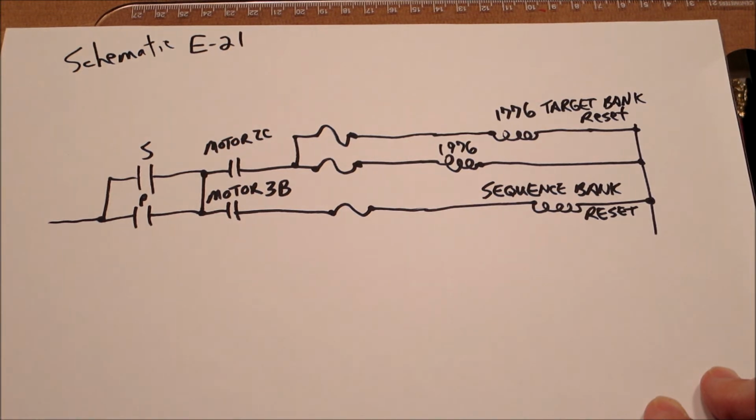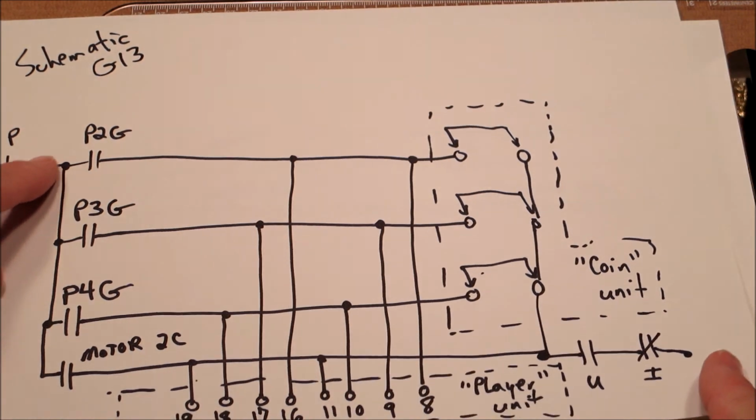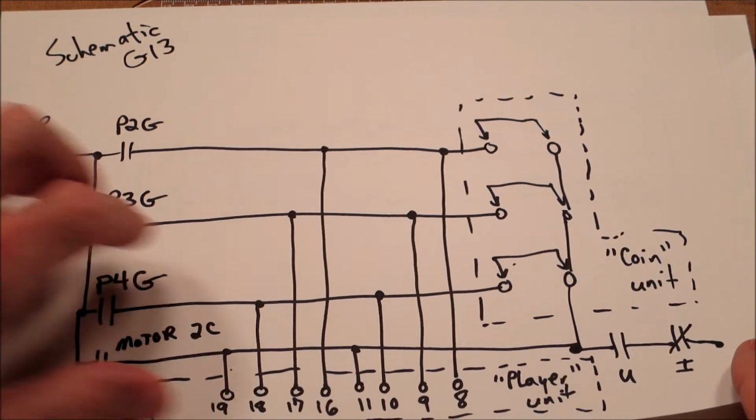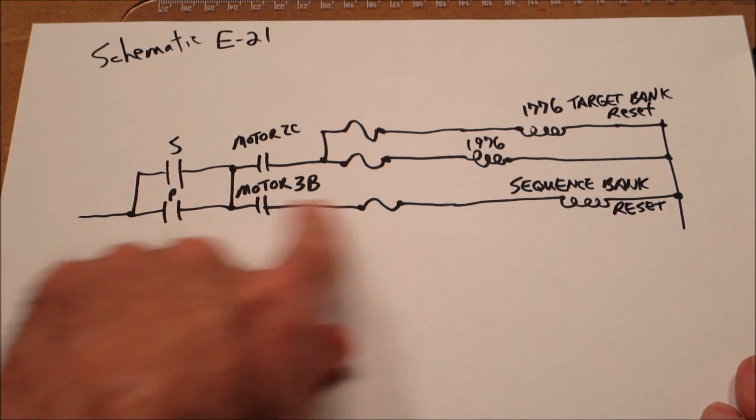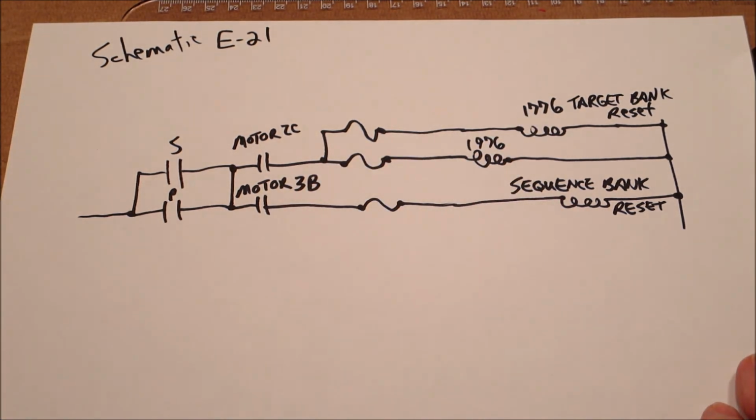So to recap, the trough switch enables the P relay. The P relay has 4 contacts. One is a self-locking switch to keep the P relay locked. One is to trigger the score motor. One is to allow the player unit to increment. And the last one is to reset the target banks in the sequence bank relay.